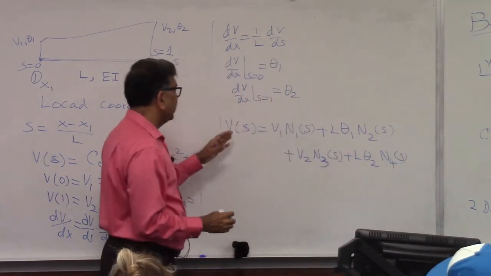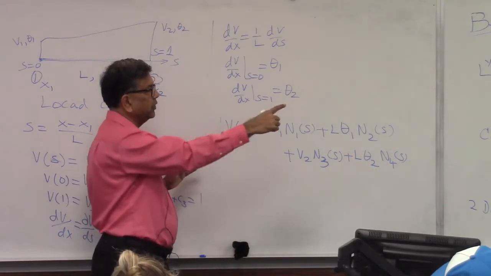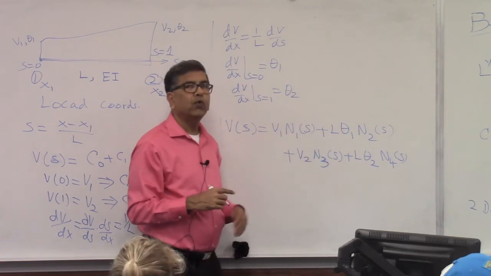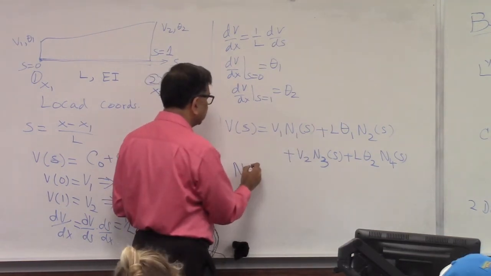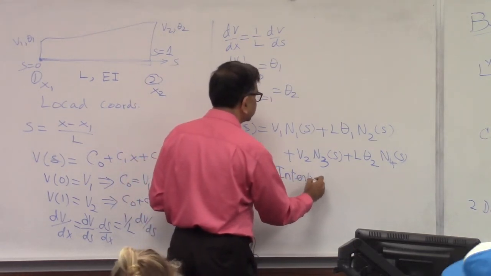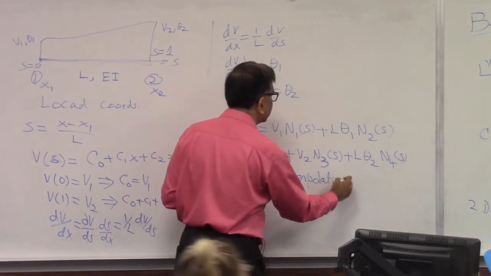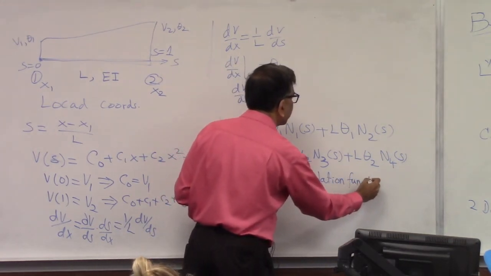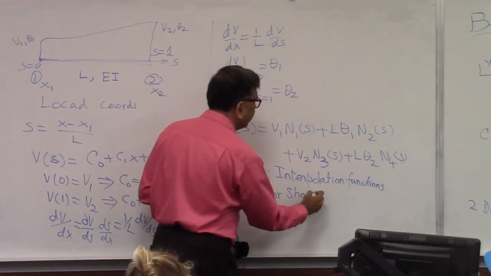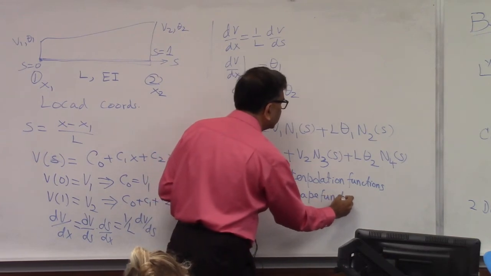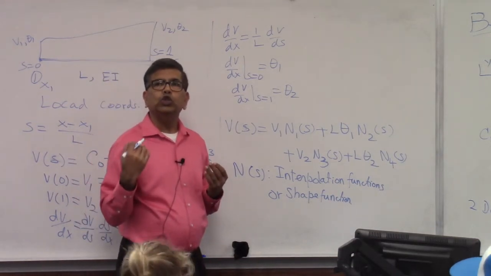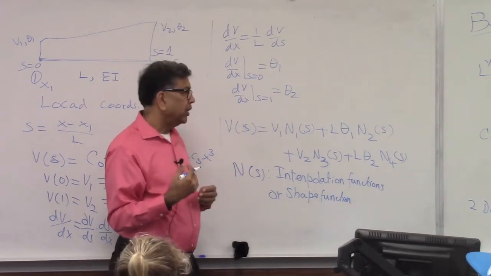So what we have done is we have interpolated the deflection in between in terms of V1, theta 1, V2, theta 2, and then there are 4 functions. These are called interpolation functions or shape functions. You know what interpolation function is? That's obvious. Shape function, because it tells you the shape of the deformed structure, in this case the deformed beam.